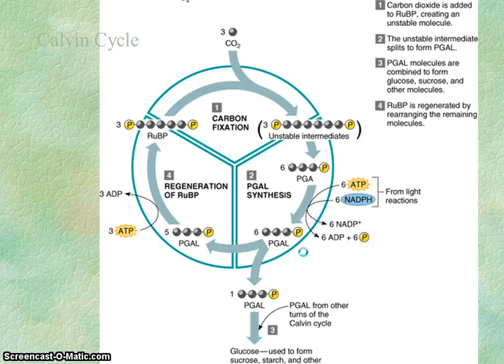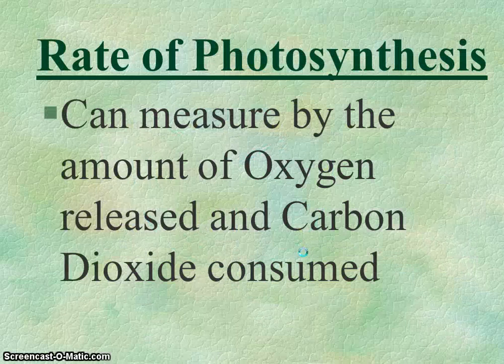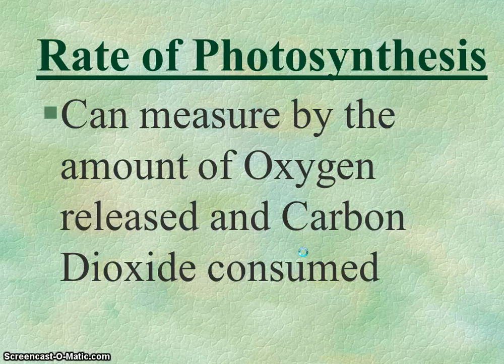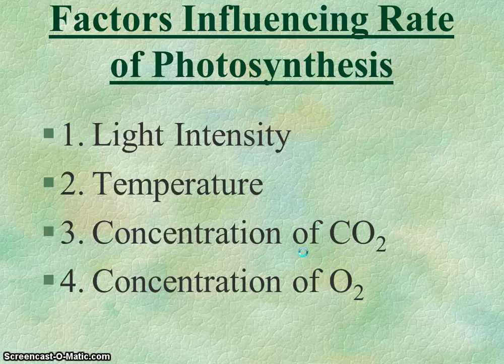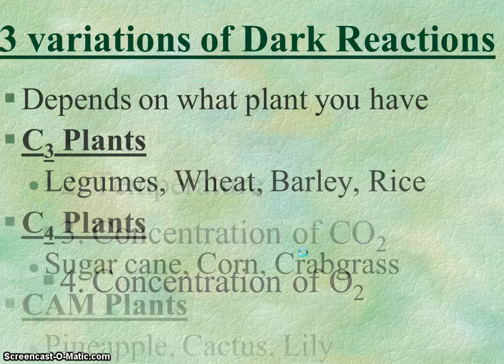And that's kind of the overview. So the light reactions is really going to give us the oxygen component, and the Calvin cycle is going to give us the sugar, I mean the carbohydrate, excuse me, from the carbon dioxide. So the rate of photosynthesis we can measure by the amount of oxygen released and the carbon dioxide consumed. And there are some factors that are going to influence the rate of photosynthesis. So light intensity matters, temperature, how much carbon dioxide we have, how much oxygen we have.